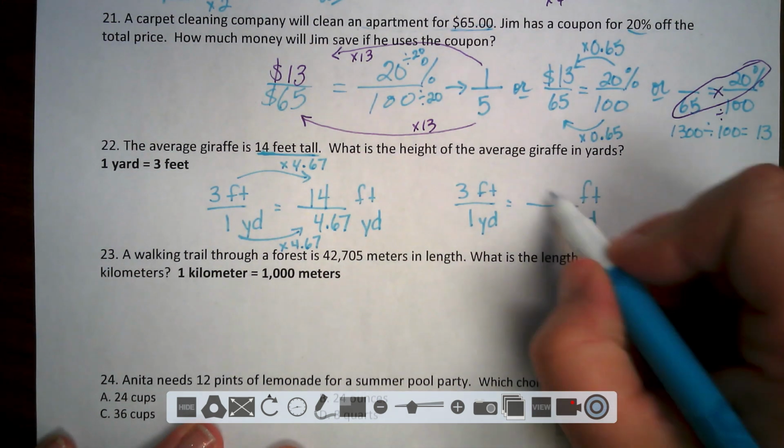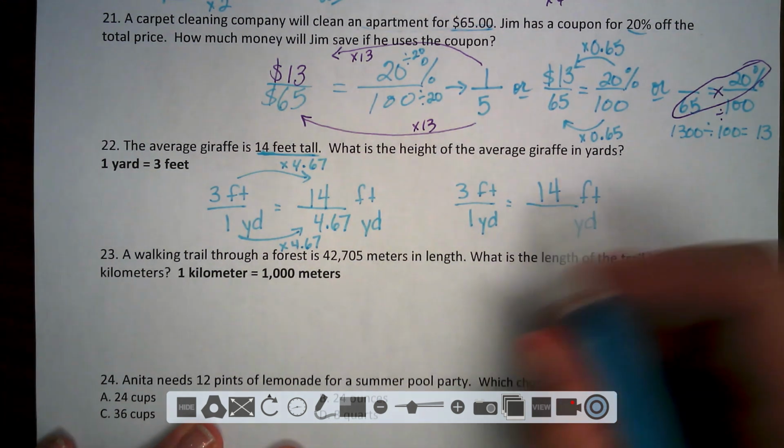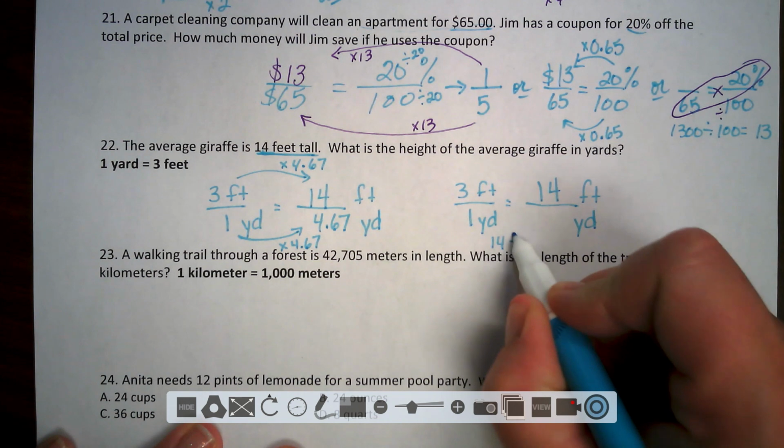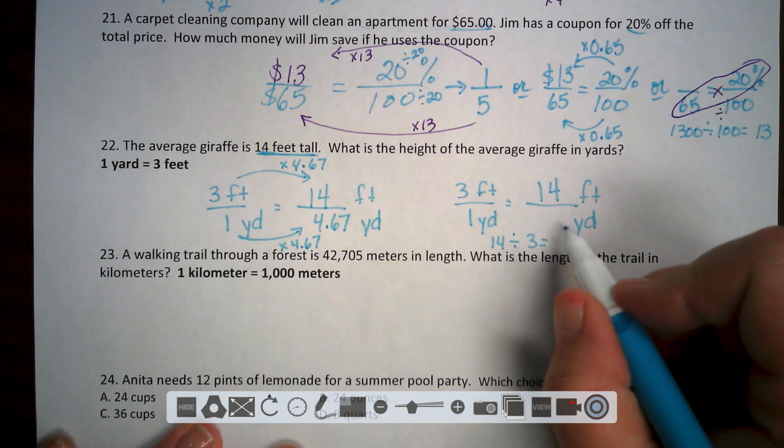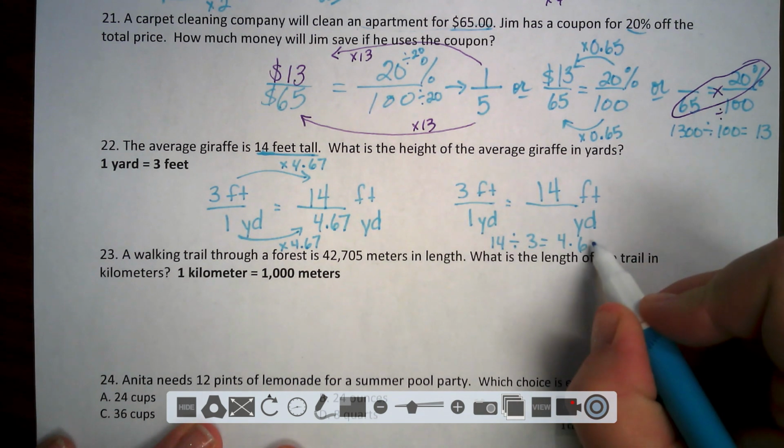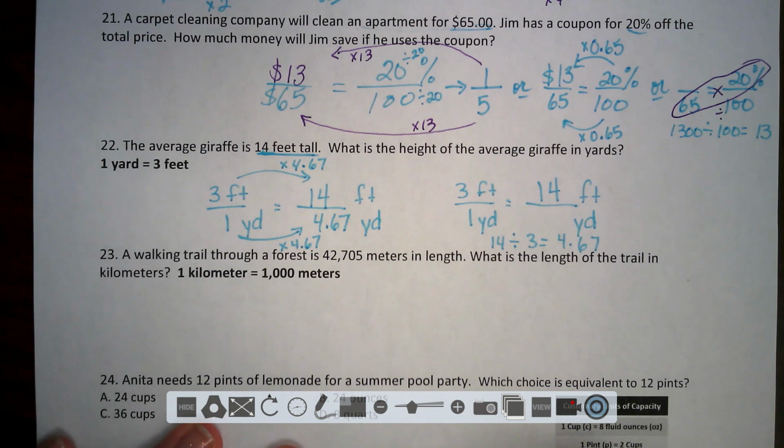And I have my 14 feet. So 14 divided by 3 will still get you 4.6, and then it repeats. So we'll just round it to 4.67.